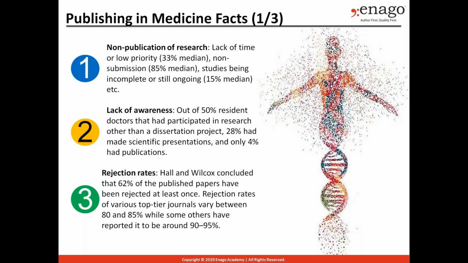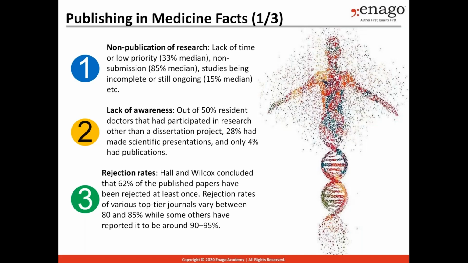And even when scientists actually do put their work together in the form of a manuscript and pursue submission to a scientific journal, the rejection rates can be very high. They range considerably from journal to journal, but it's a process that can be quite demanding. Actually, studies have shown that about 60% of the published papers have been rejected at least once. In some cases, they may have been rejected 3 and 4 or even more times.